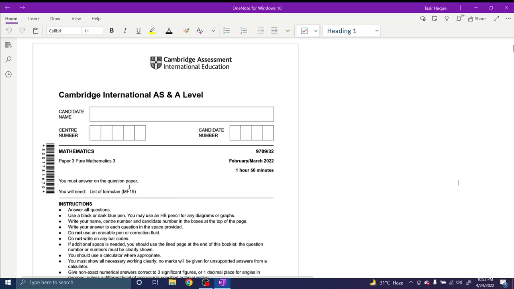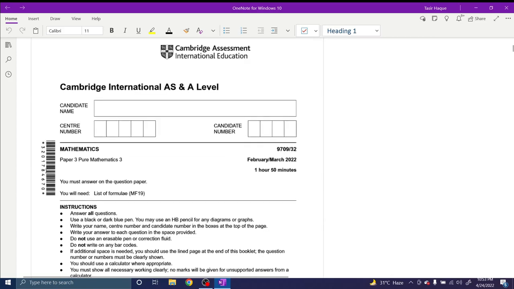Hello, I'll be solving this P3 paper today. This is 9709, variant 32, February March 2022.